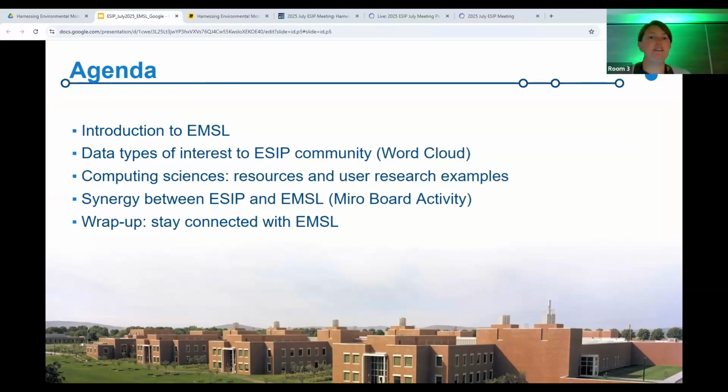So to meet those goals, here's a quick look at the agenda. We'll start with a brief presentation to introduce you to EMSL, and then we'll do a quick word cloud activity to learn more about you and what data types you're interested in. And next, we'll have a deeper look at the resources in the computational sciences, and Kelly will share some examples of user research. And then hopefully this sets the stage to do a Miro board activity where we're going to try to identify some of the overlapping areas between EMSL and the ESIP community. So with that, I'll turn it over to Sarah to give an introduction about EMSL.